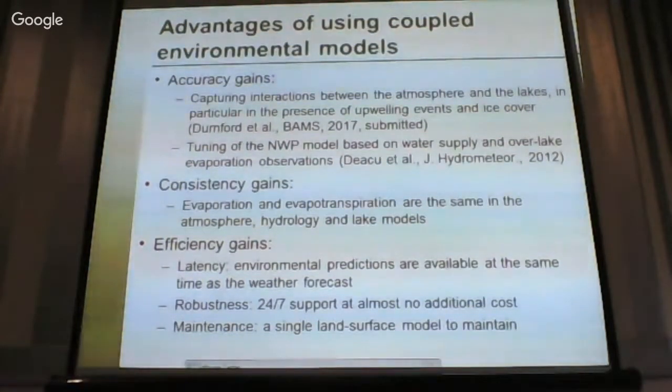We have latency gains because now the environmental predictions are not done offline after the atmospheric model, but at the same time, so they're ready at the same time. And robustness gains, since we benefit from the same 24/7 support that the weather forecast has had forever. And we have a single land surface model to maintain.